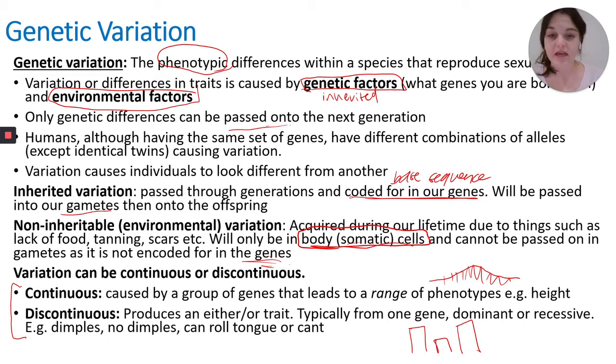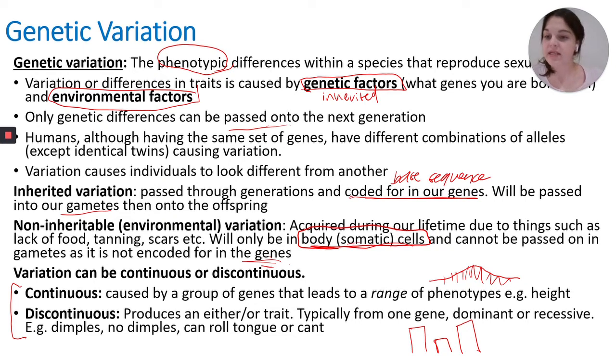Like we've looked at in the SciPad, rat fur colour, they either had black fur or they had white fur. There wasn't a grey sort of option. So some other examples here, dimples or no dimples, you can roll your tongue or you can't roll your tongue. So either or traits, not a range, whereas continuous is a range of different phenotypes.